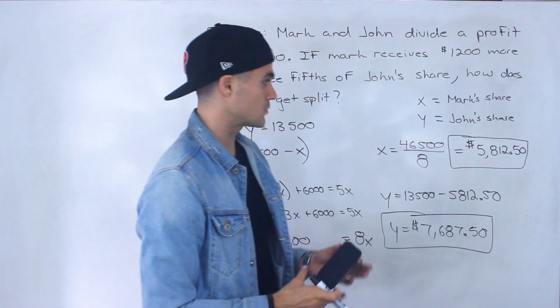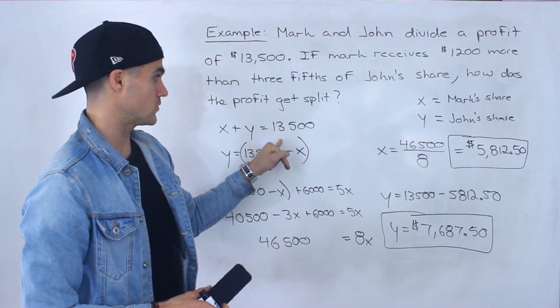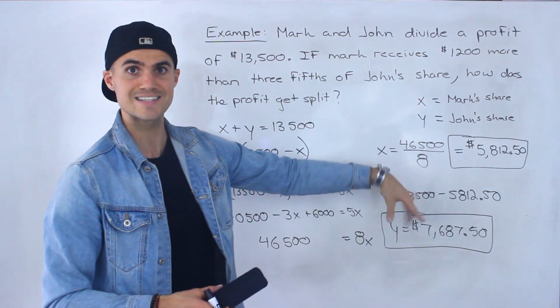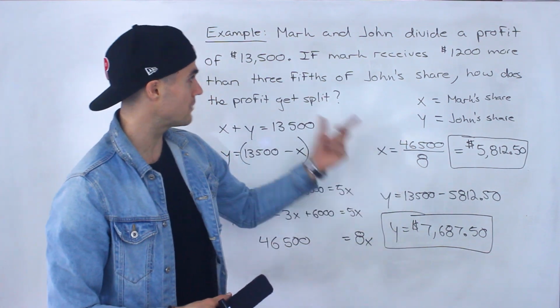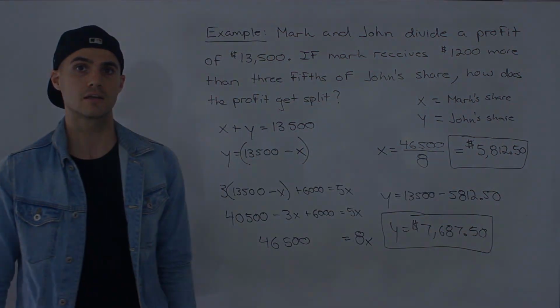And then you could check these numbers. You could add them, make sure that they equal 13,500. And then I erased that second equation, but you could sub them into the second equation and see if they hold. So you would take this number, multiply it by 3/5, add 1,200, and you should end up getting that number.